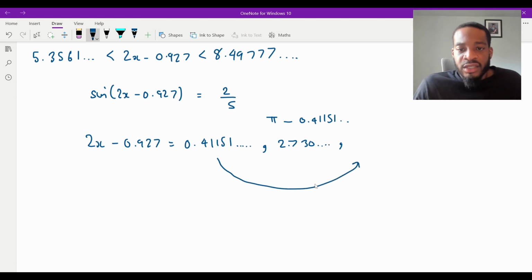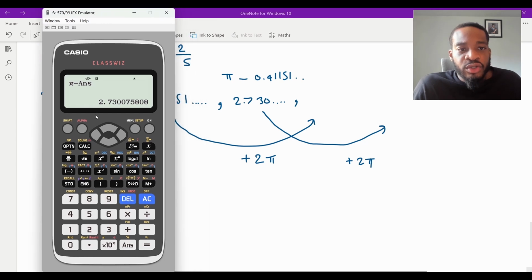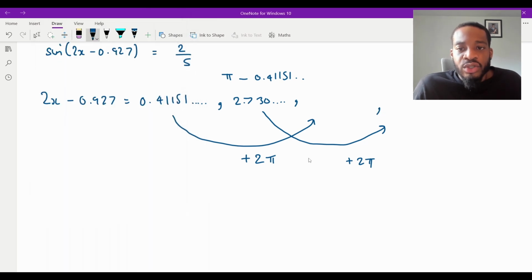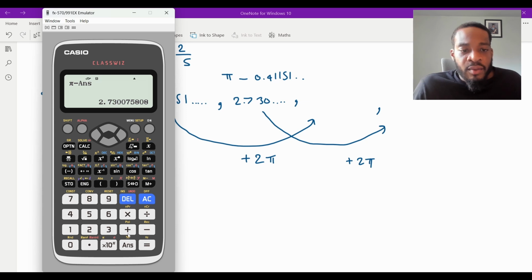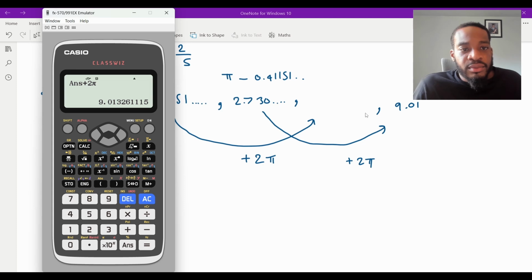To get the next one, I'm going to add on 2 pi. Remember, the period of sine is 2 pi. So to get that one, I'm going to add on 2 pi onto that one, and to get that one, I'm going to add on 2 pi onto that one. So let's see what we get for those. Let me go back to the original value. Because I've got that one stored, let me just do that one first. I'm going to do answer plus 2 pi. I get that one there, which is going to be 9.0. Let me just check. Yeah, that's fine. That's going to be 9.013 blah blah blah.